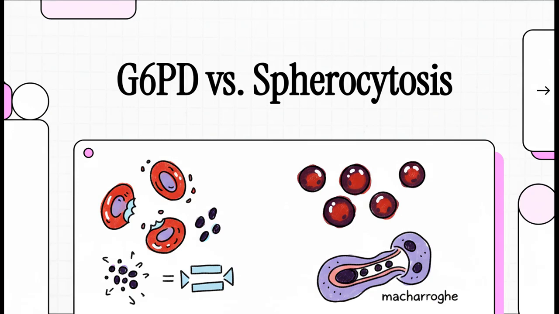All right, welcome everyone. Today we are jumping into a really classic and crucial comparison, something that comes up all the time in clinical practice and is an absolute must-know for any specialty exam. We're going to be differentiating G6PD deficiency from hereditary spherocytosis. This is designed to be a super high-yield explainer, making these key distinctions really stick.